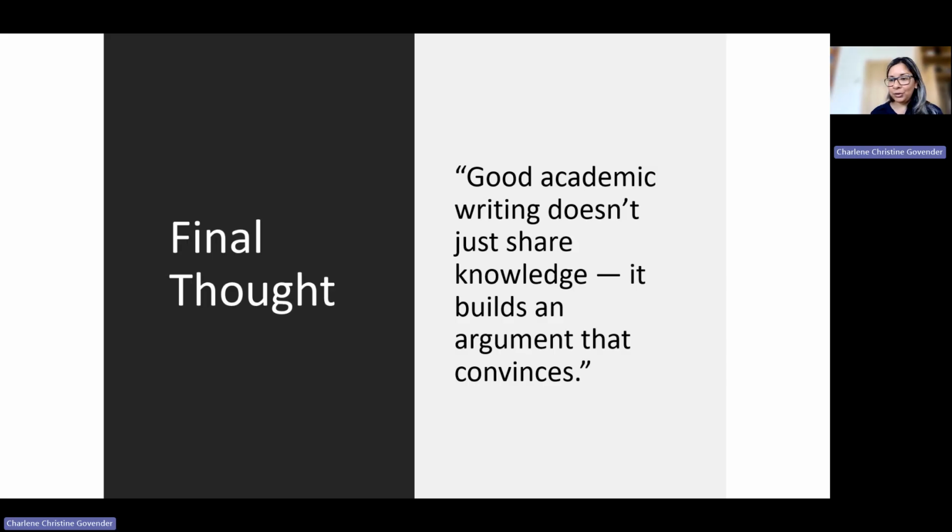Okay, so my final thoughts for today. Good academic writing doesn't just share knowledge, it builds an argument that convinces. So by combining your academic voice with a clear argument and structure, you can write with authority. And of course, this is essential for academic success. And again, I have borrowed that from Stella Cottrell. I do advise you to read her books if you haven't yet read them.